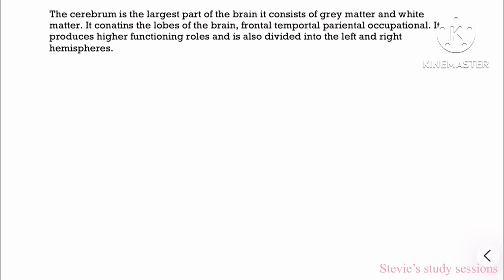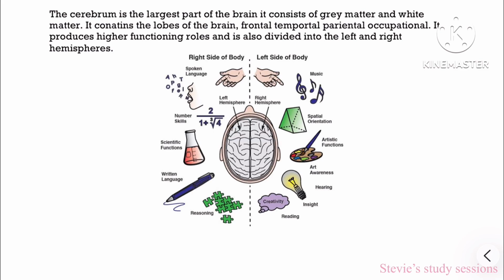The cerebrum is the largest part of the brain. It consists of grey matter and white matter. It contains the lobes of the brain, the frontal lobe, the parietal lobe, and the occipital lobe. It produces a high-functioning role, and it is also divided into the right and left hemispheres.